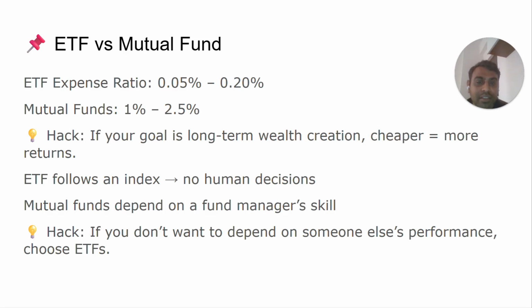An ETF follows an index. For example, Nifty Bees directly follows the Nifty 50 index, and a small cap ETF directly follows the small cap index. So there is no human interaction there. It is totally automatic, so we cannot play with our emotions in that case. A mutual fund depends on the fund manager's skill, so if the fund manager changes, the return may be impacted.